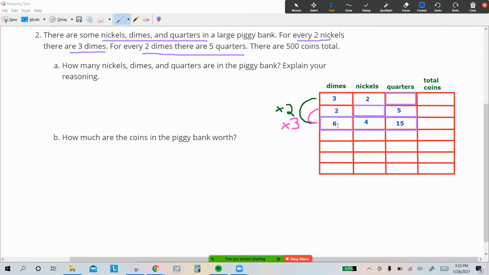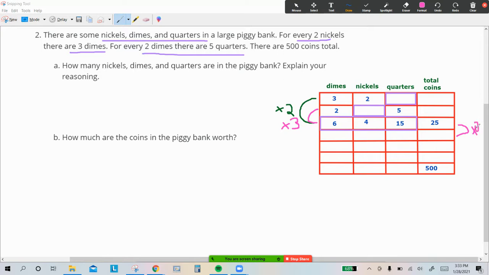And then if we add these all together, 6 plus 4 is 10. 10 plus 15 is 25. So we have 25 total coins. Remember, we're trying to figure out if there's 500 total coins, how many dimes, how many nickels, and how many quarters. I like to double.